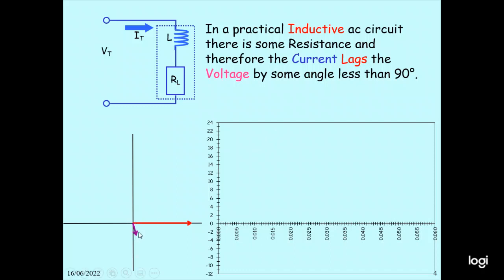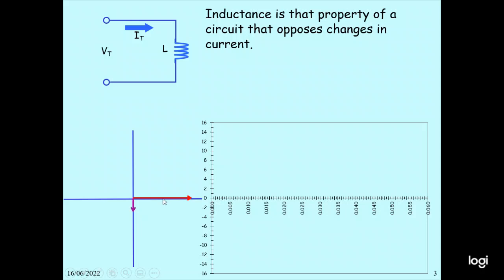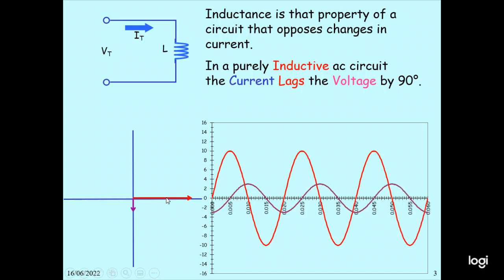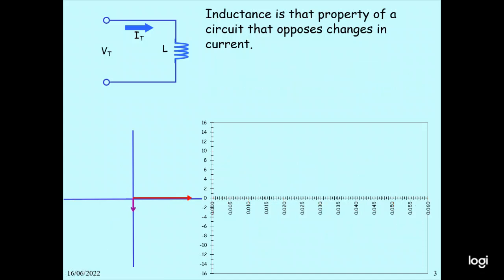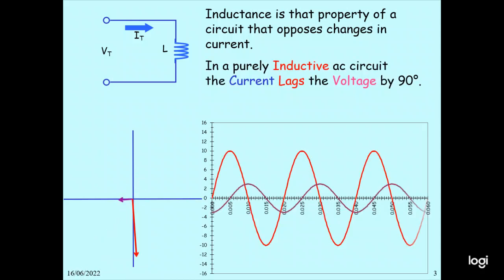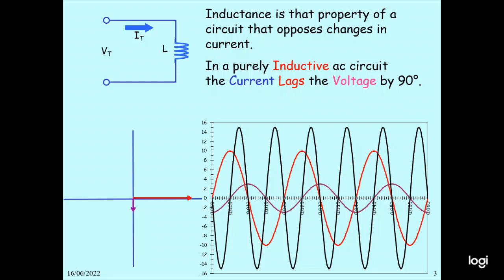Firstly, this is a voltage, this is a current. When the voltage is applied, the current lags by 90 degrees. Okay, then I explain again. Inductance is the property of a circuit that opposes a change in current. So this is the voltage, red one, current bubble one. And this is the power. Average real power is zero.